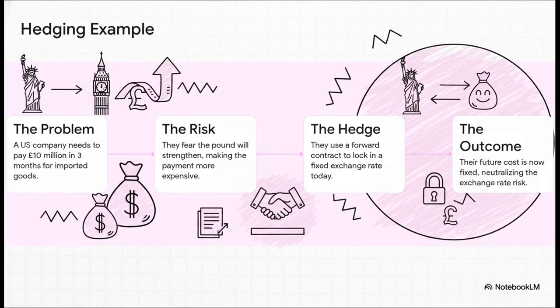Let's walk through a classic hedging example. Imagine a company in the US needs to pay a British supplier £10 million in 3 months. What are they worried about? Well, their risk is that the pound might get stronger against the dollar, which would make their payment a lot more expensive. So to get rid of that risk, they use a forward contract to lock in an exchange rate right now. So no matter what the currency does over the next 3 months, their cost is fixed. They've given up the chance of a better rate, sure, but in exchange, they get certainty. The risk is gone. It's neutralized.